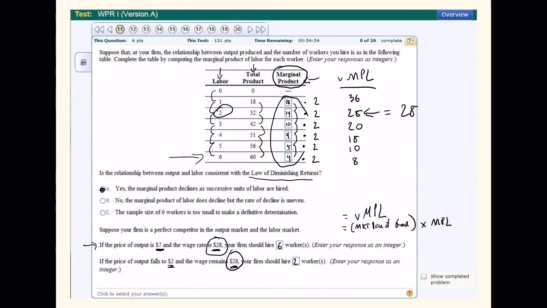Here we've just done a quick review of what a marginal product is, specifically the marginal product of labor. We talked about the value of the marginal product of labor, and then we talked about how a profit maximizing firm in a perfectly competitive market would optimize for the number of workers to hire. And of course that happens when the wage equals the value of the marginal product of labor.